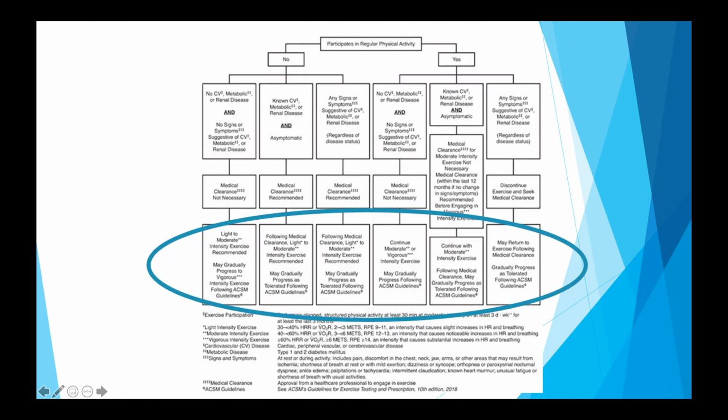In the last section of the algorithm that I have circled, it gives recommendations on what intensity an individual should exercise at, based on their answers to the previous components, and if they need medical clearance. For example, in the algorithm, an individual who does not participate in regular physical activity and does not have any cardiovascular, metabolic, or renal diseases or signs and symptoms of these diseases, the algorithm recommends that this person does not need medical clearance and should do light to moderate intensity exercise.